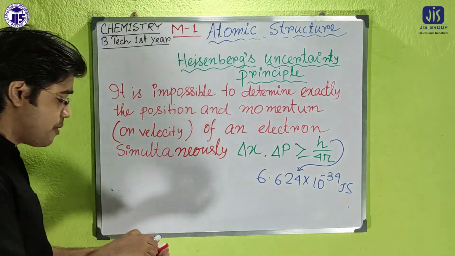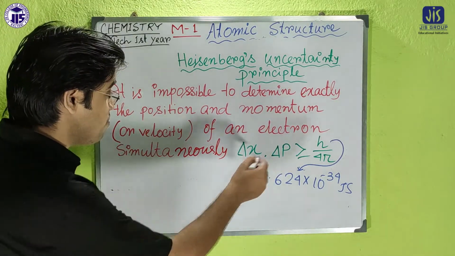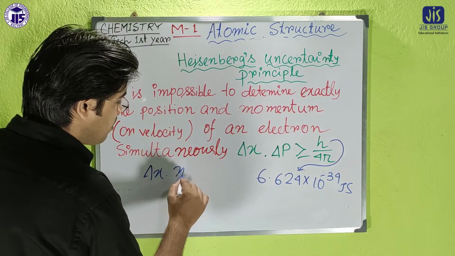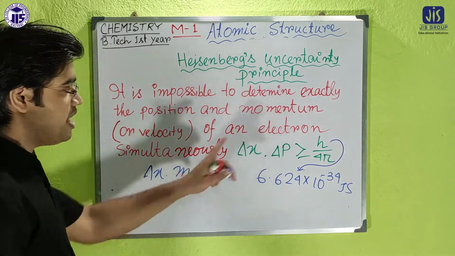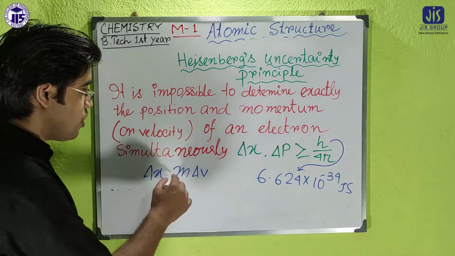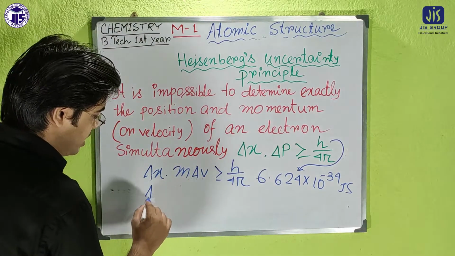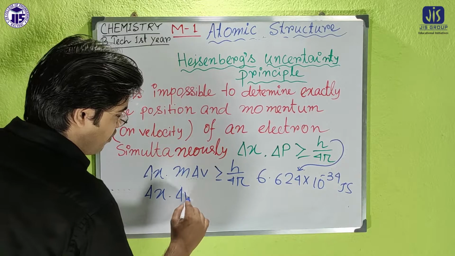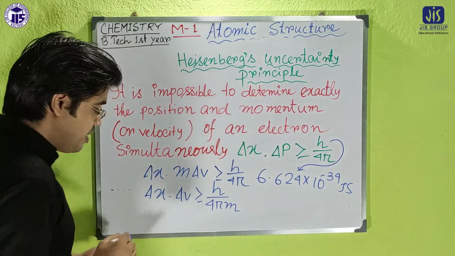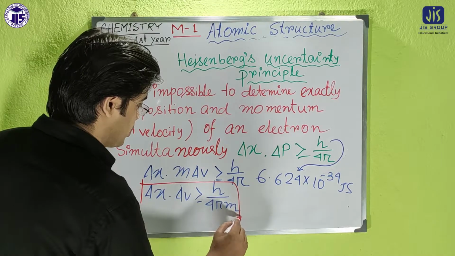Now there is another case, velocity. How can we establish the relationship regarding the velocity? We can write delta x into delta p, that is, delta x into m delta v, since you know that p means momentum and momentum equals mv, so the uncertainty will be delta v. So m into delta v is greater than or equal to h by 4 pi, or we can write delta x into delta v is greater than or equal to h by 4 pi m. So if there is any question regarding delta v, then you have to use that equation also.